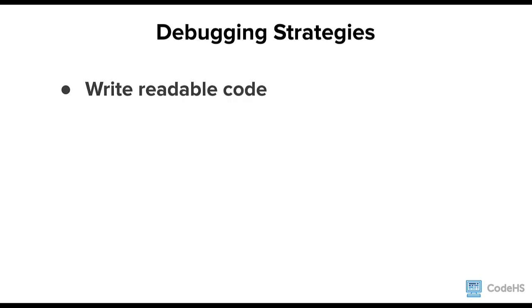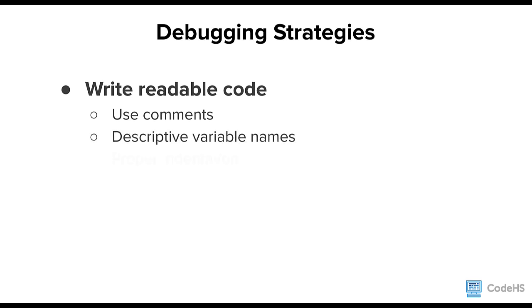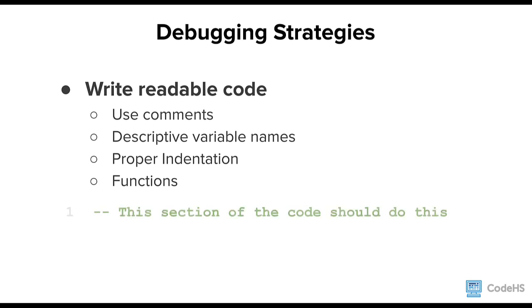There are some strategies that make it easier to debug a program. Keeping your code neat and organized can help a lot in finding a problem. This includes adding informative comments, using descriptive variable names, and using functions to avoid repetitive code.